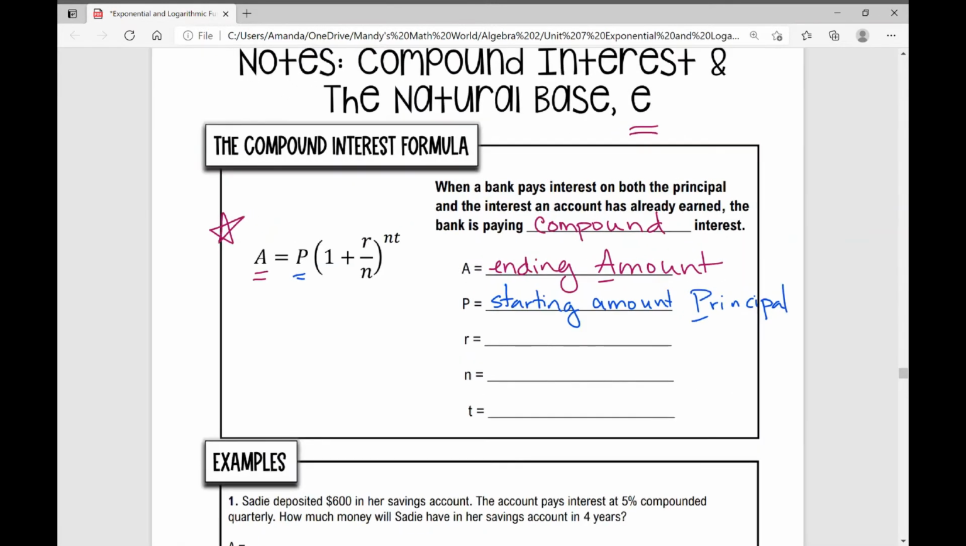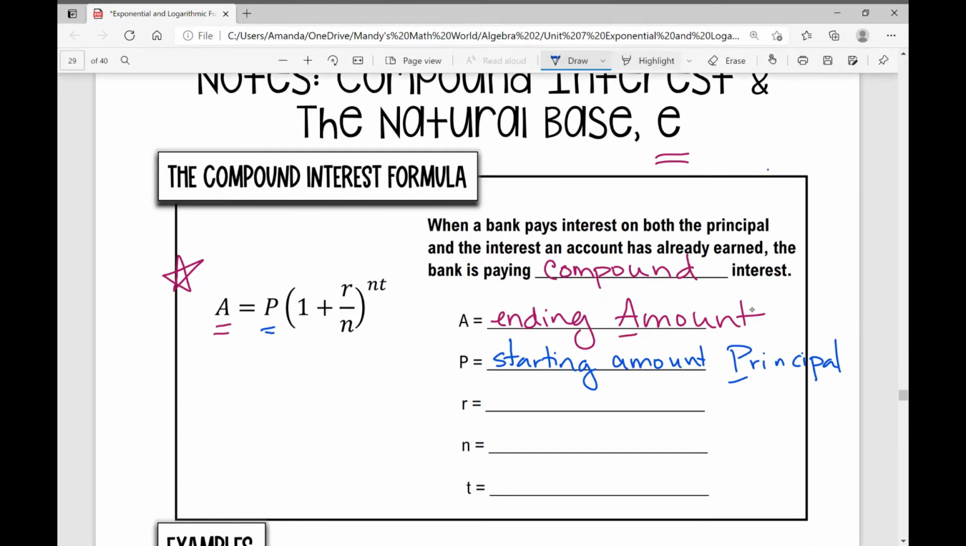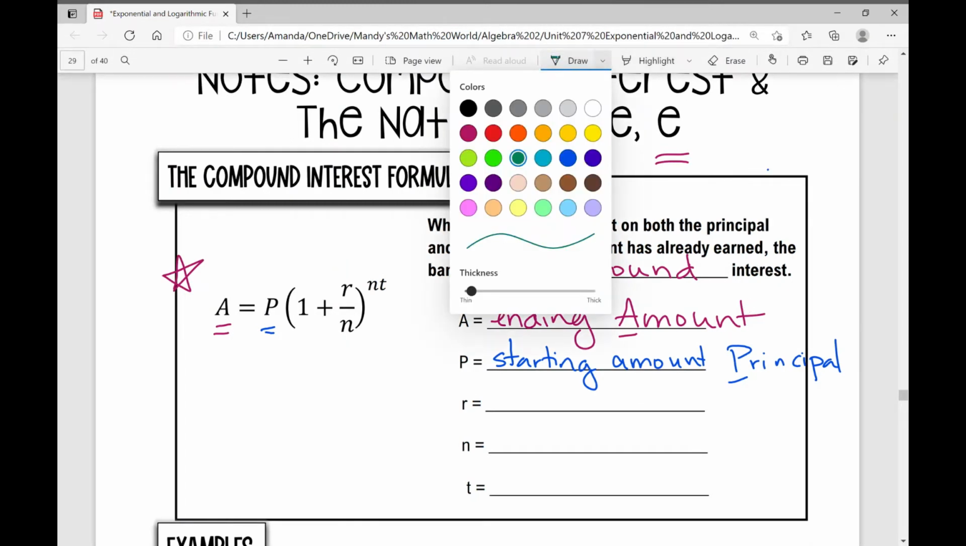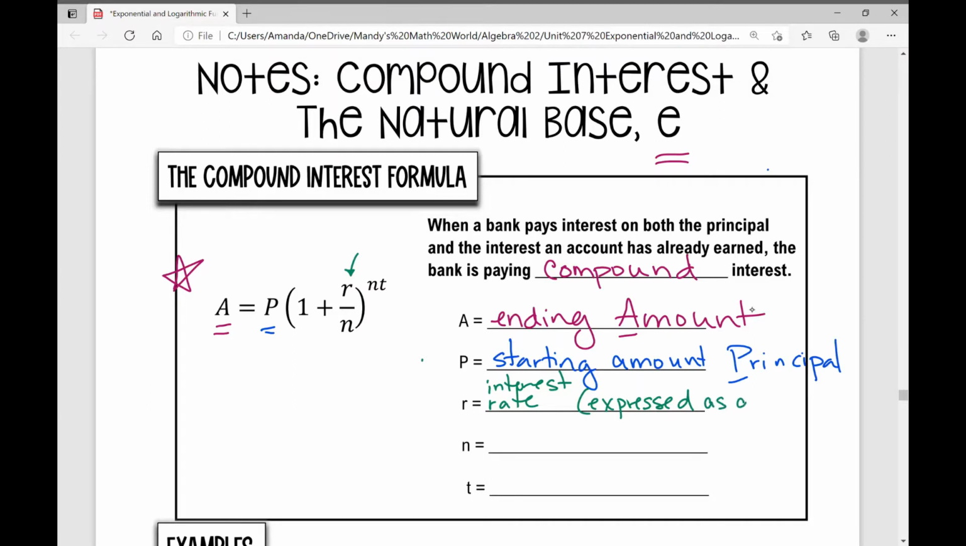Let me zoom in here. This is really not big enough. All right, changing colors. The next thing we've got in our formula, we have A equals P times 1 plus R. So what does R represent? R represents your rate, and it's expressed as a decimal. It's your interest rate. I'm actually going to write your interest rate, and it is expressed as a decimal, right? So we're going to move that decimal place over to the left 2 places.